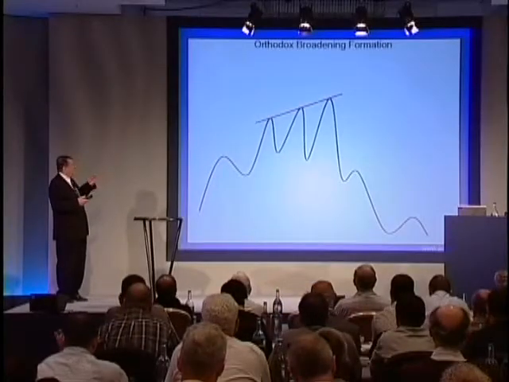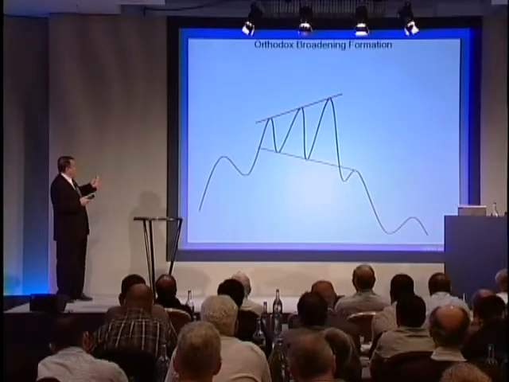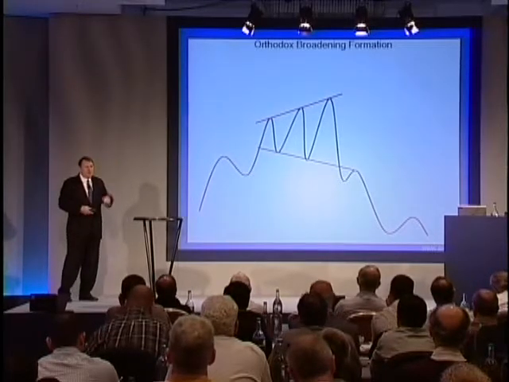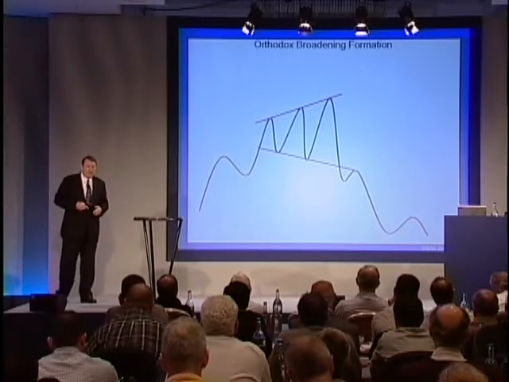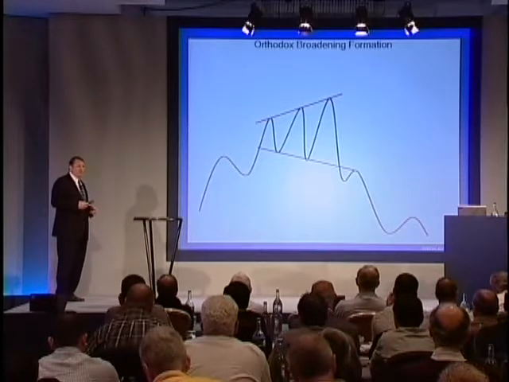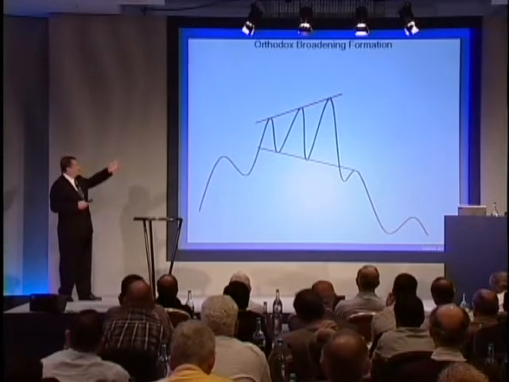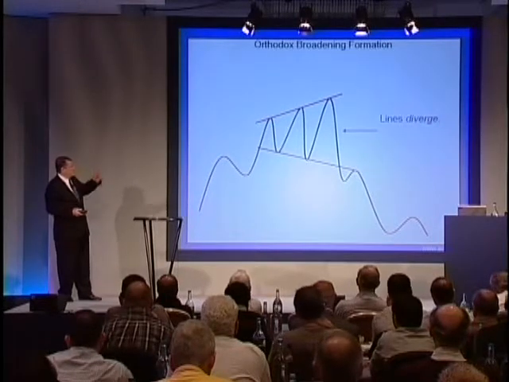The first is what we call the orthodox broadening formation, which is exactly the opposite of a triangle, where with a triangle we have 2 lines which are converging. With the broadening formation, they're diverging. When I was doing my research for this price pattern book I was telling you about, what I found was that there are very few examples on the charts of orthodox broadening formations, where the lines are diverging.